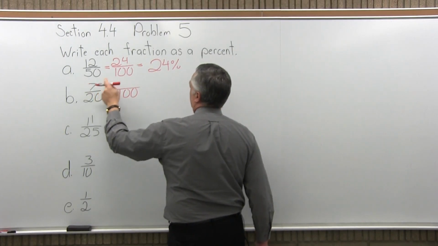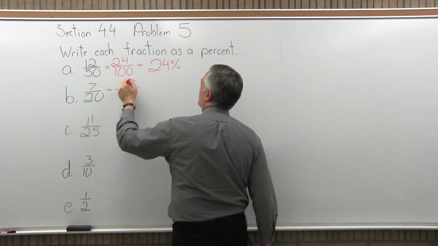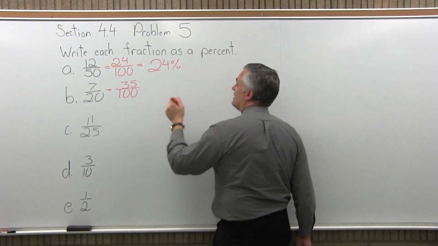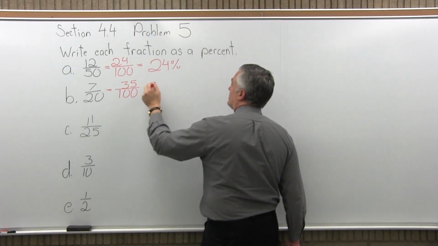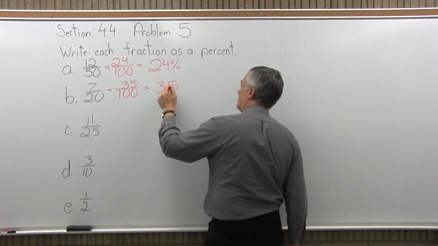The numerator is a 7. If I multiply it times 5, it becomes a 35. I have 35 over 100. And when the denominator is 100, the percent is whatever the numerator is, so 35%.